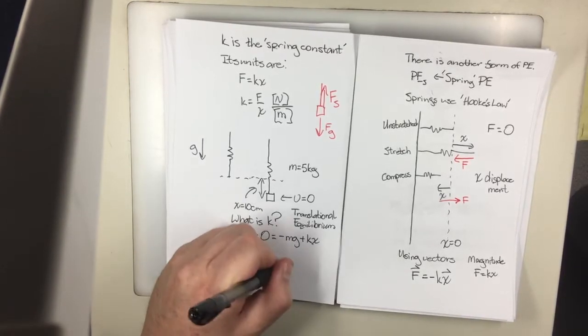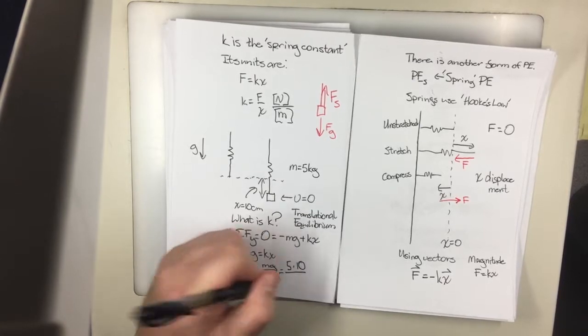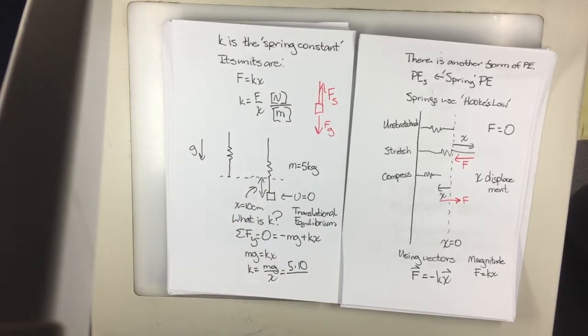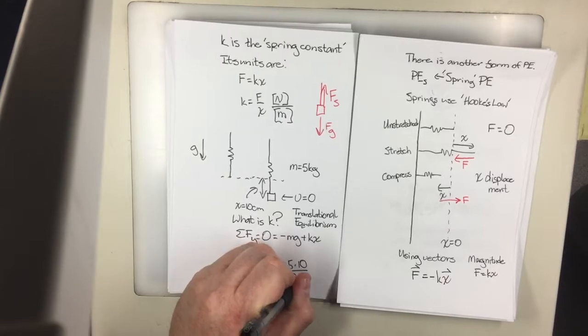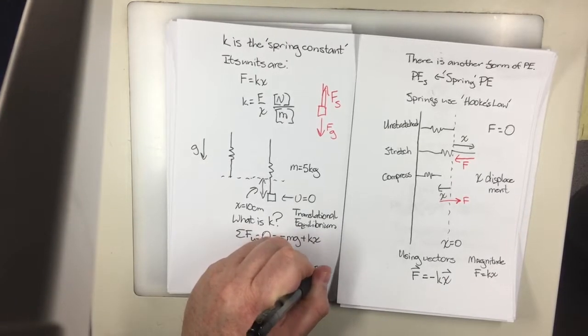Now m is 5, g is 10. The x value, what number do I put in for x? 10? Okay, you said it with confidence, but you're wrong. This is an important part of the matter. What value did I give you? What are the units of the displacement? It's in centimeters, so you have to convert it to meters. So 0.1. So that means 500.